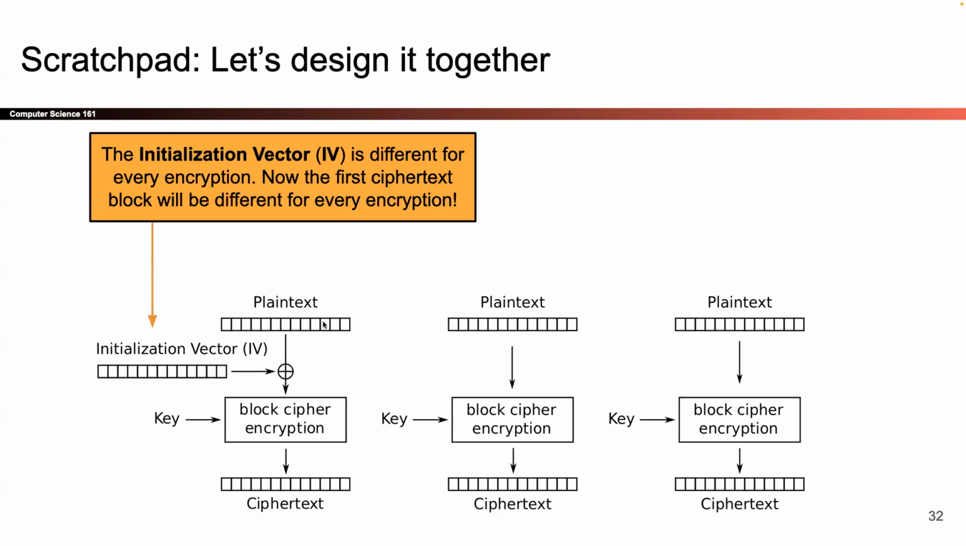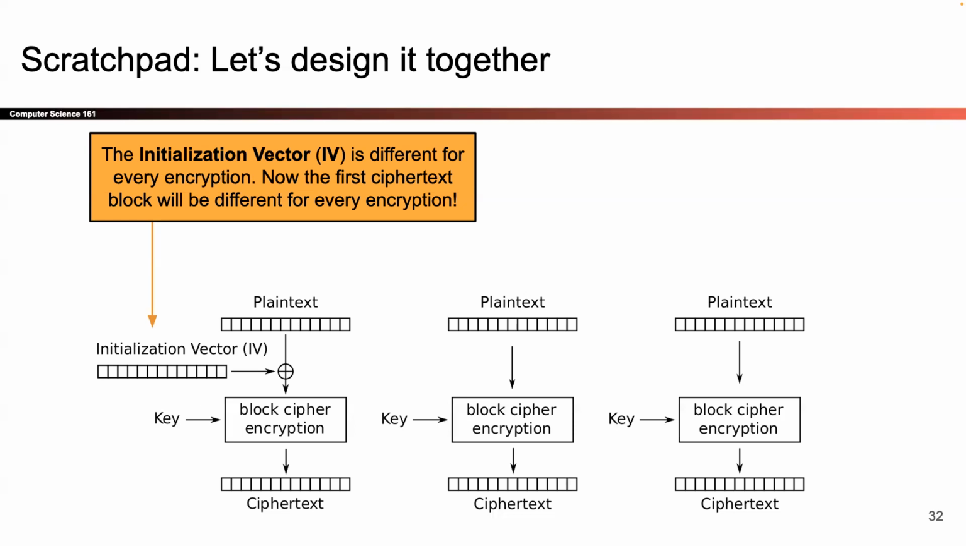I'm going to say this plain text, instead of passing it directly through the block cipher encryption, because if I do that, I'll get the same output every single time. I am first going to XOR it with this special initialization vector and then encrypt it. And then the result now is going to be different every time. So if I encrypt the same message twice, I'm going to pick a different set of random bits every single time, XOR it, and then the result is my ciphertext.